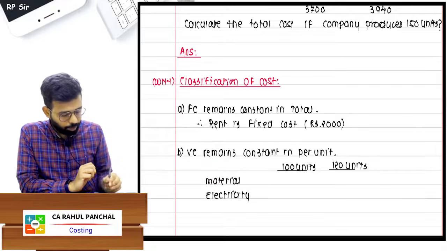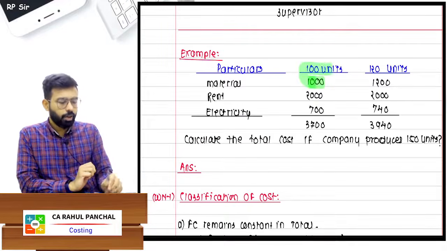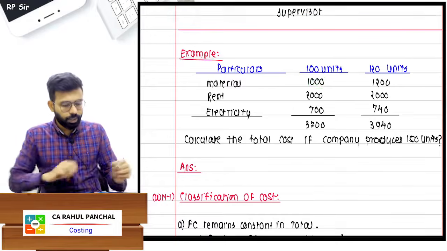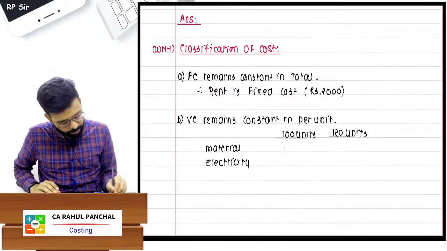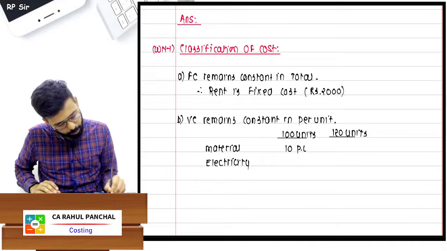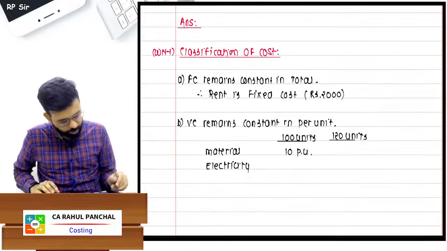How do you calculate per unit cost? It is very easy. Your cost is 1000 for 100 units. So per unit will be 1000 divided by 100. So your per unit cost is 10. I can see here it is 10 per unit. And here electricity will be 700 divided by 100, that is 7 per unit.